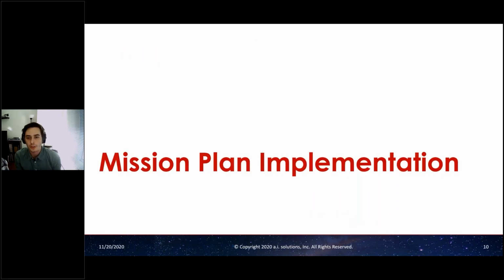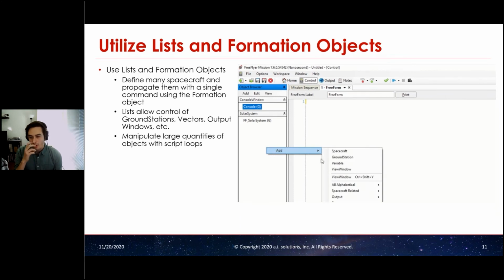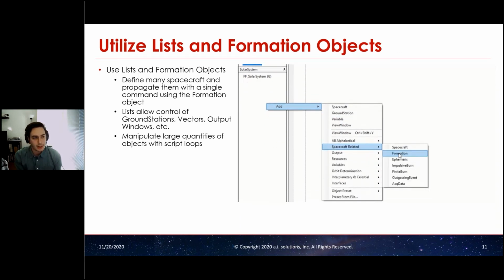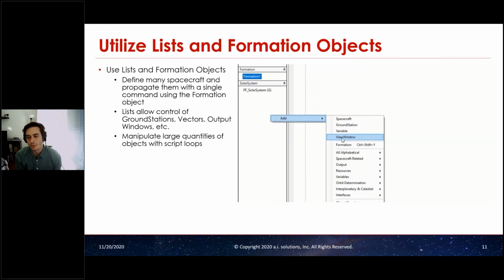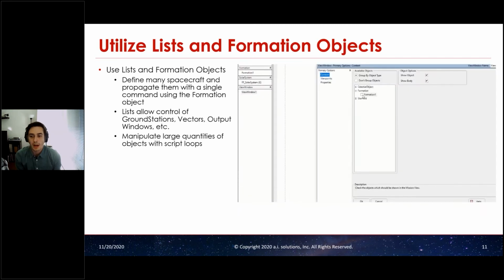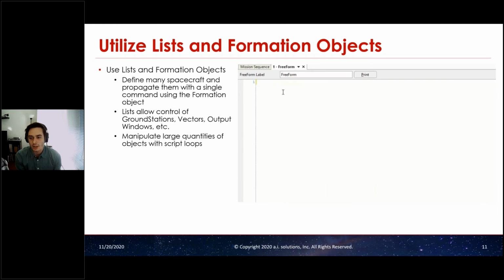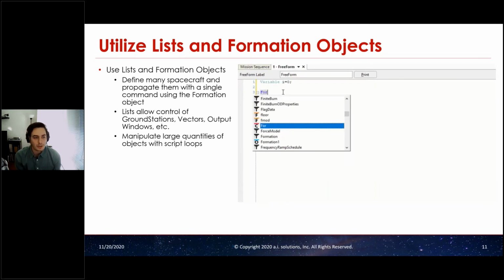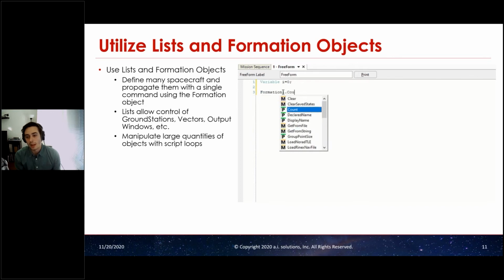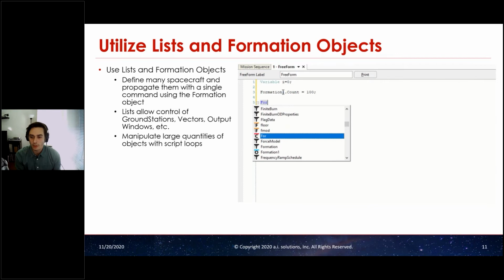So moving on to implementation of your mission plan and how to get efficiencies from that. When you go into the script itself, be sure to use lists of objects. FreeFlyer allows you to define lists of objects, such as lists of spacecraft or ground stations or ground vehicles or vectors. Creating a list allows you to interact with and manipulate a large group of objects by indexing through them and using a loop.